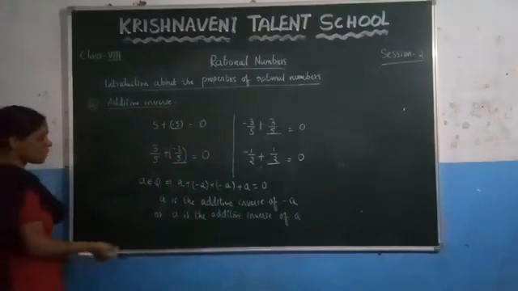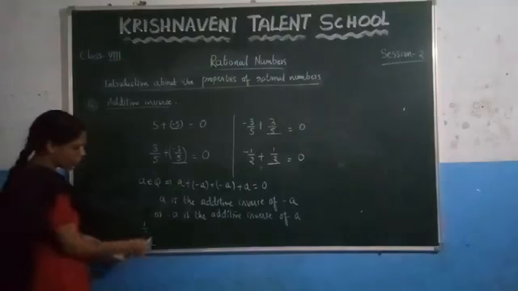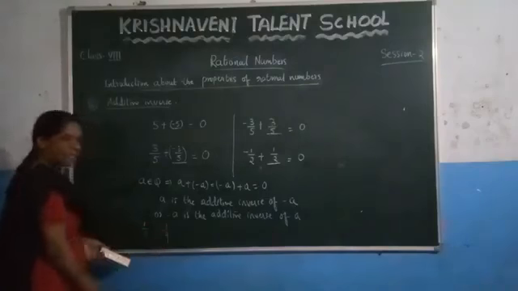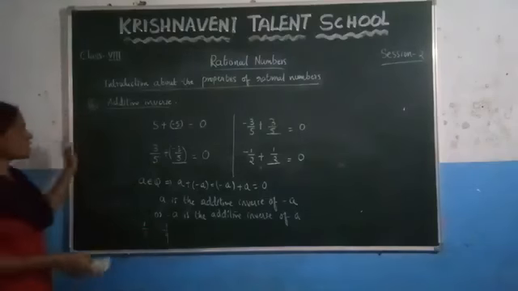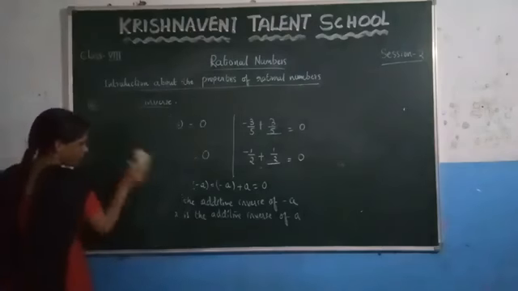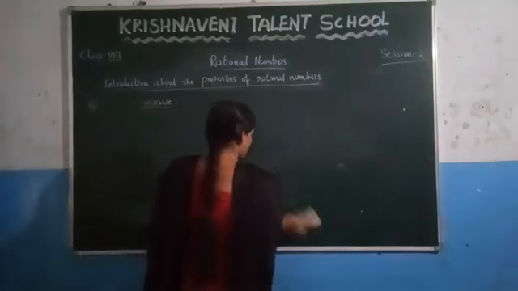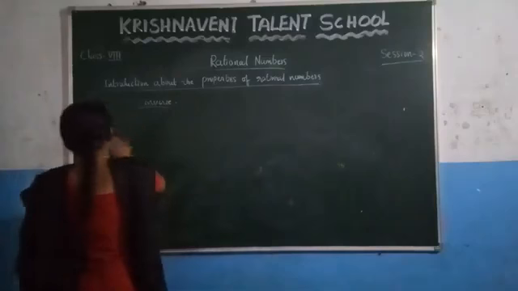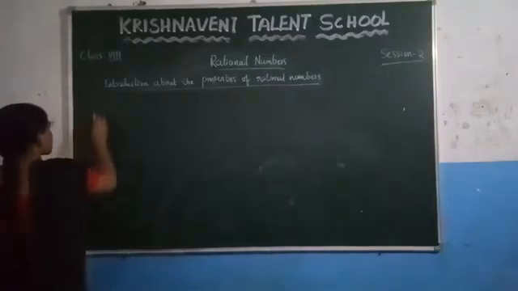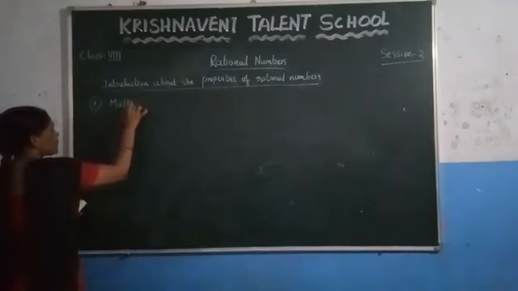Here they will ask what is the additive inverse of 1 by 9. Then you can say that the additive inverse of 1 by 9 is minus 1 by 9. And like this you can solve. What is the next property here? Multiplicative inverse. The next property is multiplicative inverse.